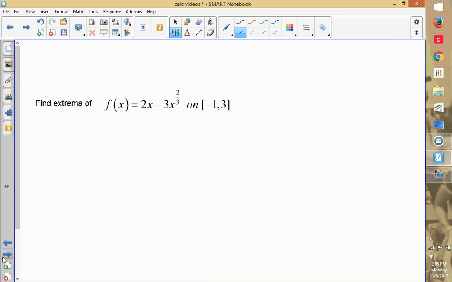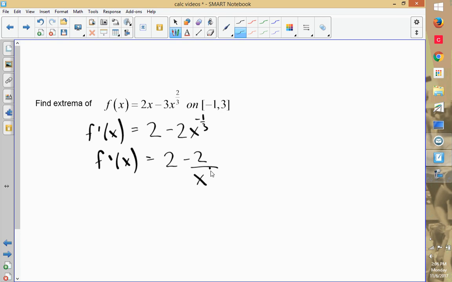Let's do one more. So we want to start by finding our derivative. Our derivative is 2 minus 3 times 2/3, which is going to be 2x to the -1/3. And we want to simplify this: 2 minus 2 over x to the 1/3.